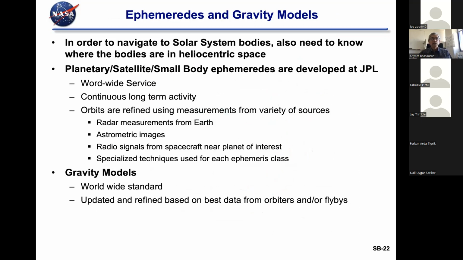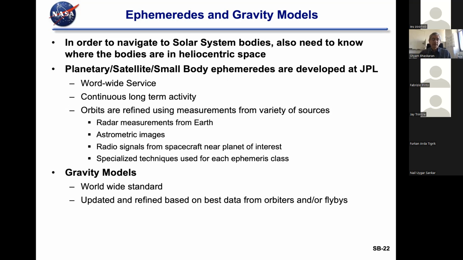I want to take a little bit of a diversion to talk about solar system bodies. As I mentioned before, if you want to get to any planet or body in the outer solar system, you have to know where the body is. It's not just good enough to know where the spacecraft is. So there's a whole large effort, and we have a group in our section whose entire time is spent figuring out where the orbits are of the natural bodies.